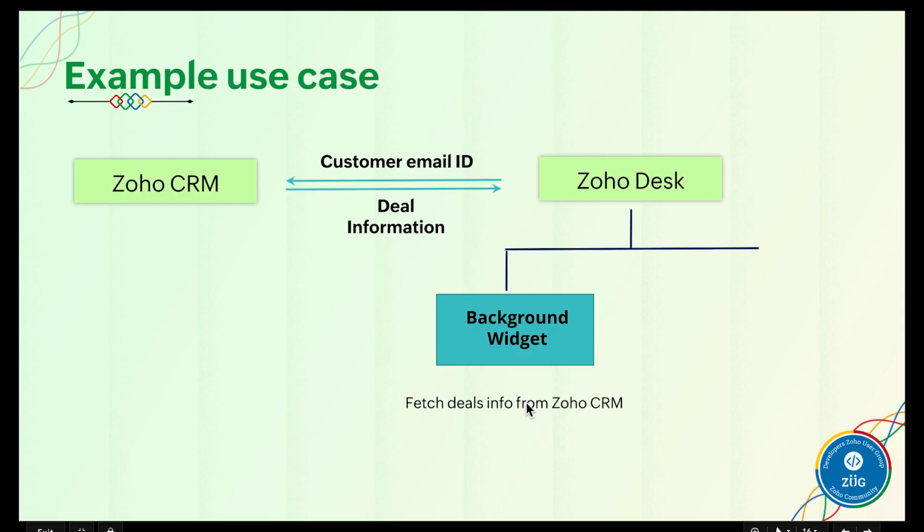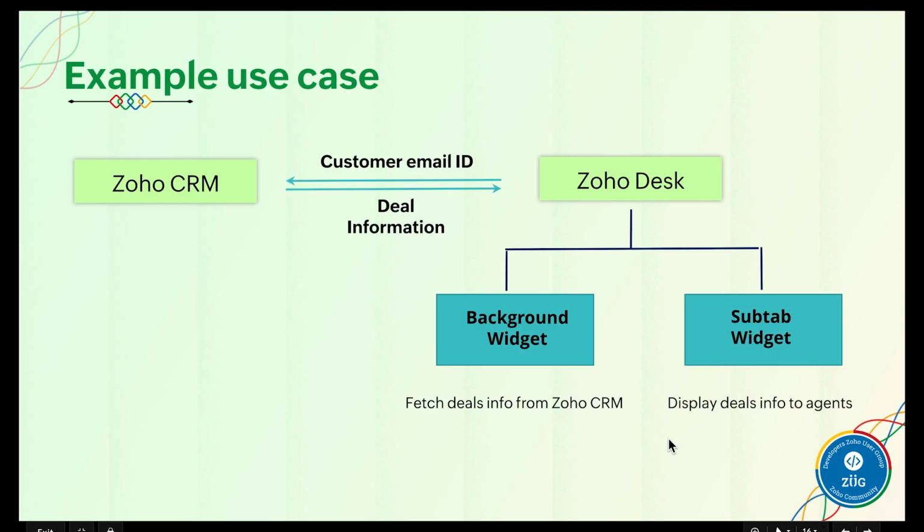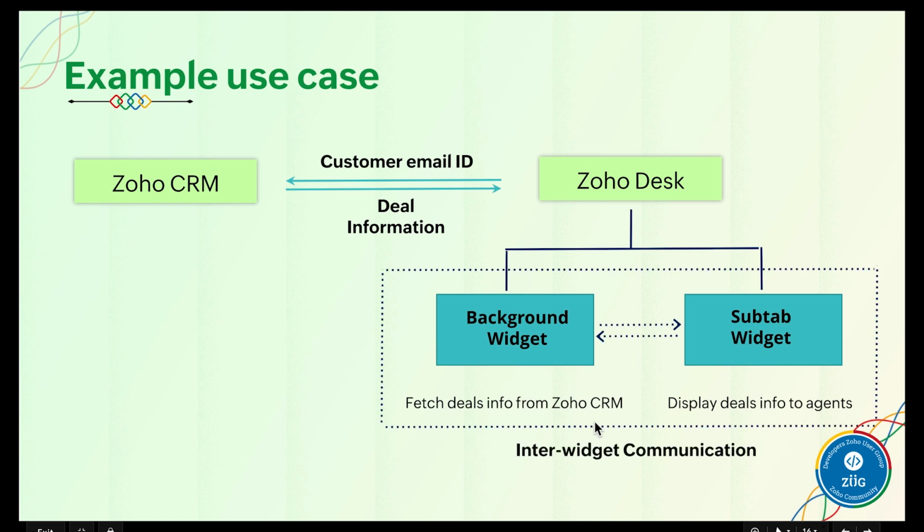Once the deal information is available, we'll use the Subtab widget to display the deals info to all the support agents. So whatever data is being fetched over here has to be passed on to the Subtab widget, and this communication can be established using the Inter-widget communication. So this is a quick pictorial representation of our use case implementation today.